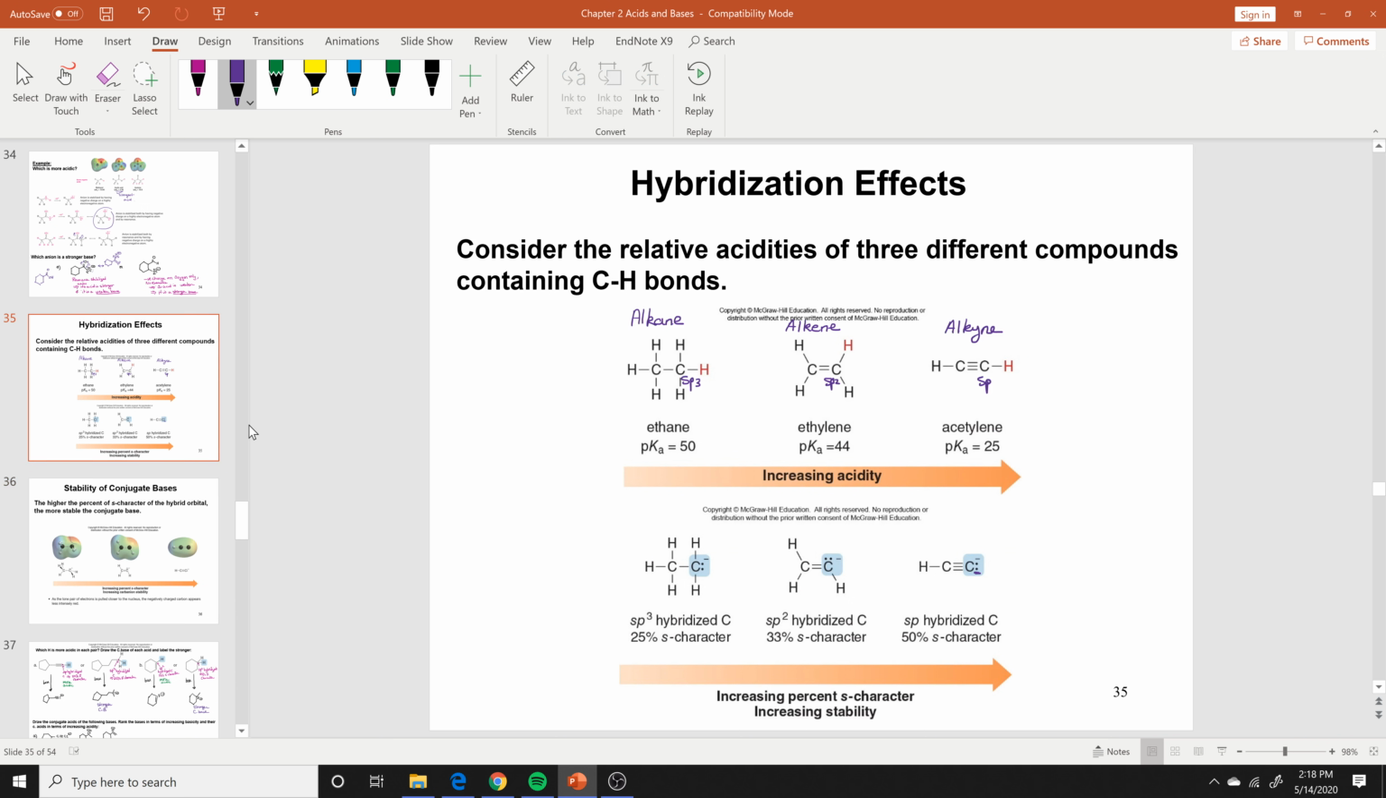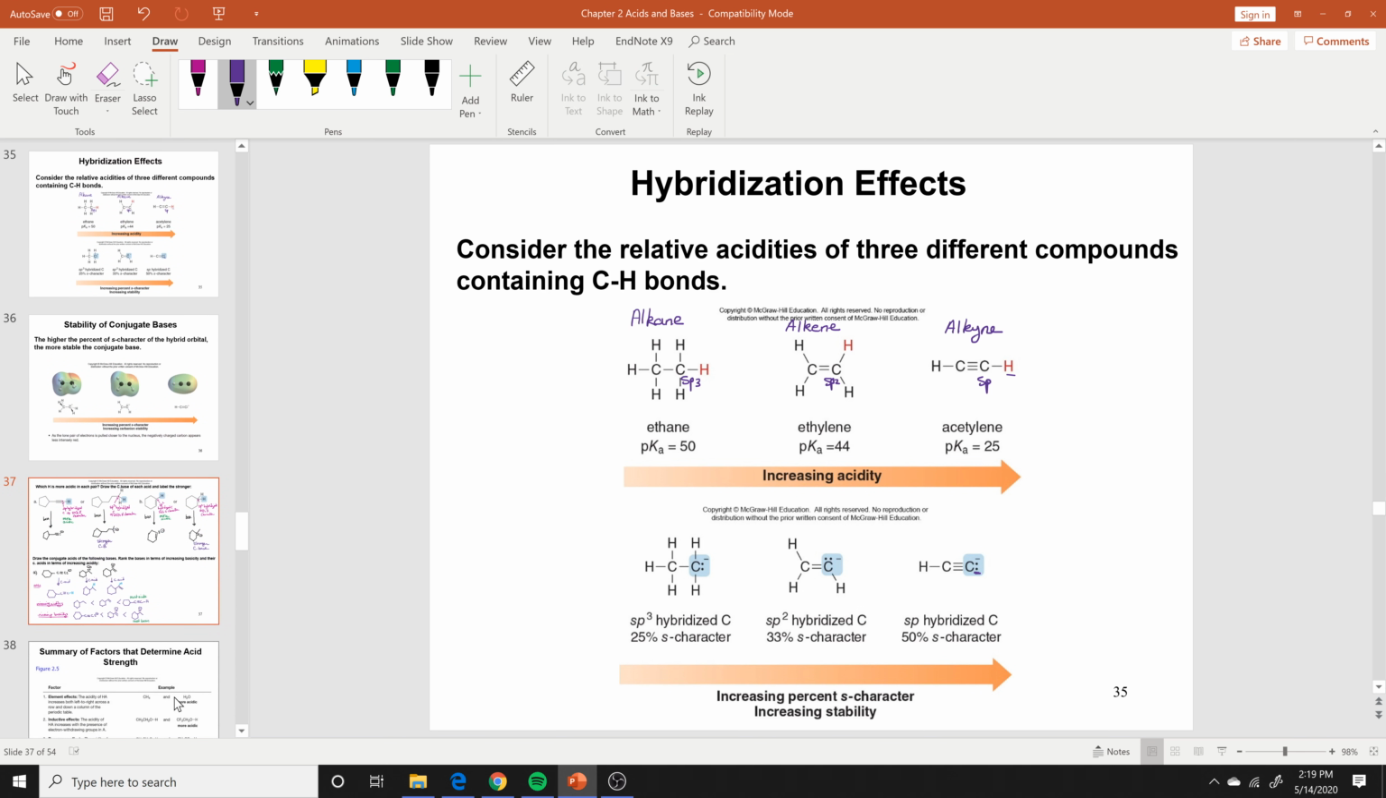The more stable the conjugate base, the stronger the acid. So always, hydrogens that are connected to an sp hybridized carbon are stronger acids than those connected to sp2, than those connected to sp3.